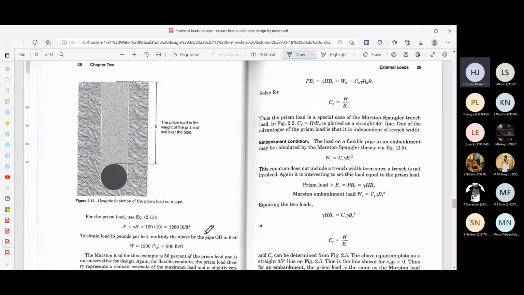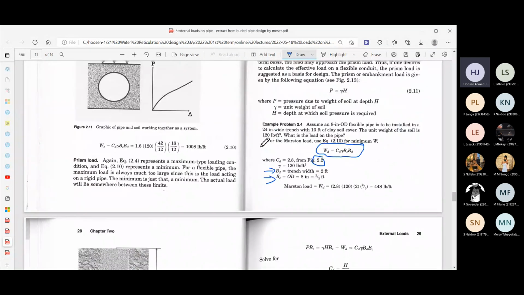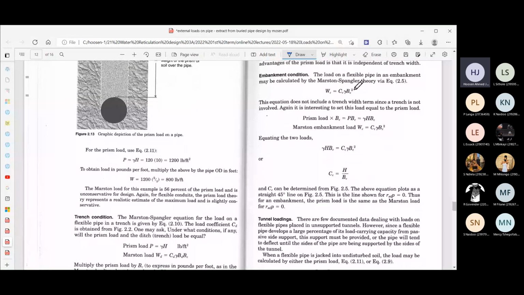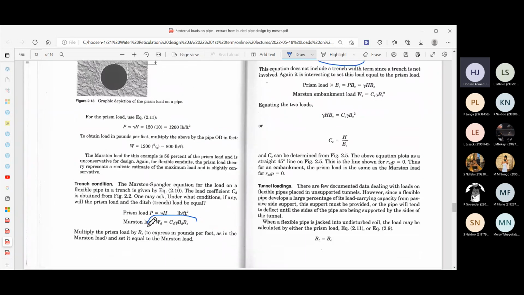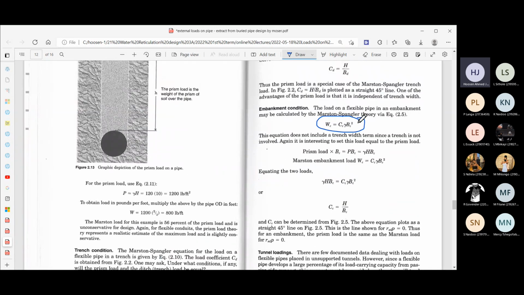So that's the trench condition, and then for the embankment condition also, you'll see for the flexible pipe, the formula is given to you for embankment conditions. The previous one was for the trench condition, the Marston formula for trench conditions, and then the Marston formula for embankment conditions. You can see here it's just the diameter of the pipe. For the embankment condition, because it's large, it spreads out, so the width of the trench does not come into the formula. Same as the previous one for rigid pipe. Right, and you look up that value of Cc in this particular formula.